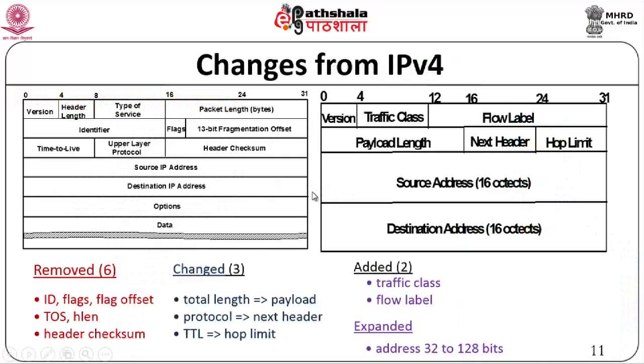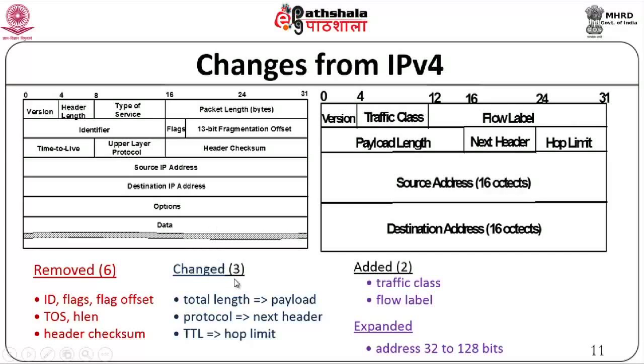So, if you look at the various changes that we have, this is our IPv4 packet format, and this is the V6 packet format. So, a number of fields have been removed. Okay. So, what is it that has been removed? You do not have an ID, flags, flag offset, that is the ones we use for fragmentation, they are no longer part of the main header. There is no TOS field, there is no header length field, and there is no header checksum.